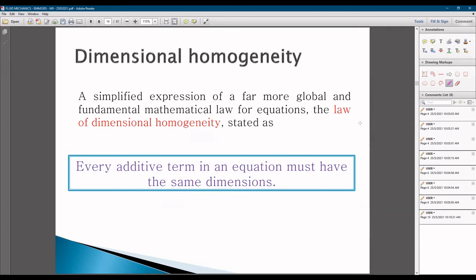Okay, a simplified expression of a far more global and fundamental mathematical law for equations, the law of dimensional homogeneity, states that every additive term in an equation must have the same dimension. Again, every additive term in an equation must have the same dimension.